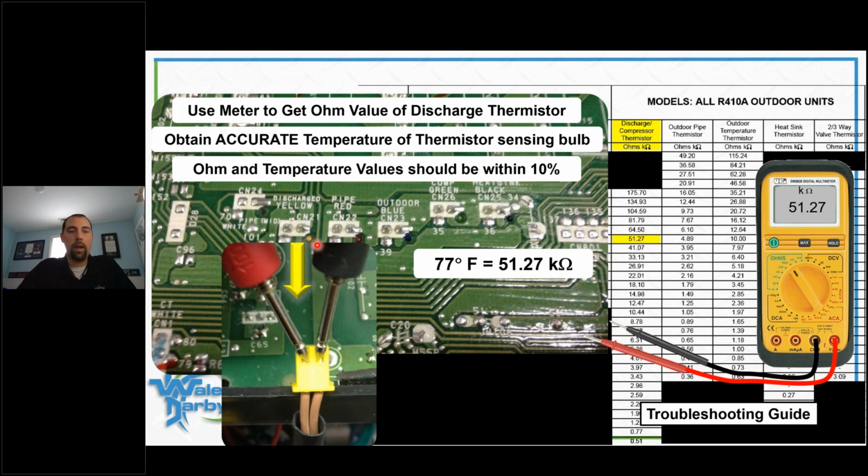So if we had, and you can see here, this is an outdoor thermistor. This is our yellow. If we look up at the board here where my pointer is, that's the discharge thermistor. We're going to ohm that out. We're going to get a reading. It's going to tell us the temperature, 77 degrees. If it's not 77 degrees, or within 10% of 77 degrees and 51,000 ohms, we might have an issue. Might be getting some false data, and that's why the unit won't run properly. So some good stuff there.